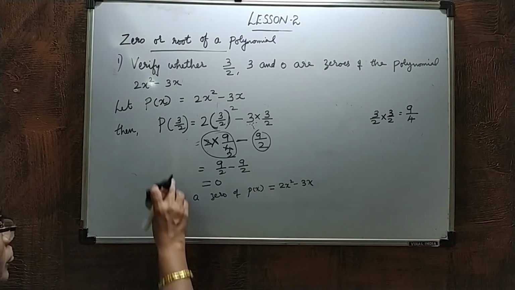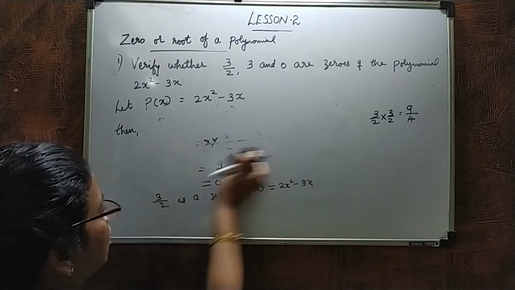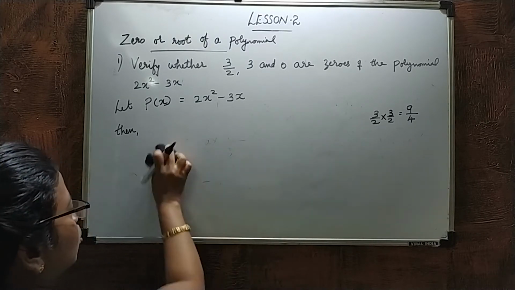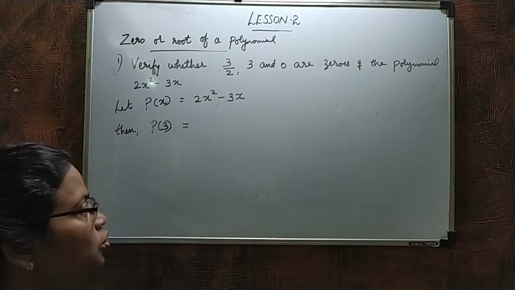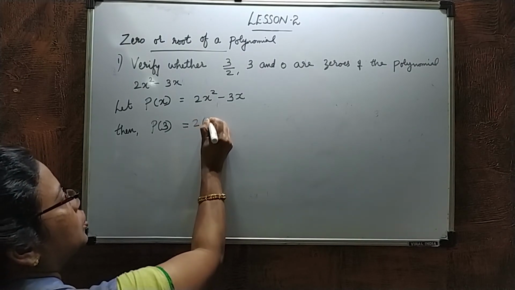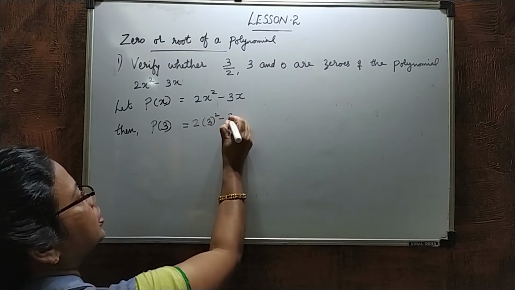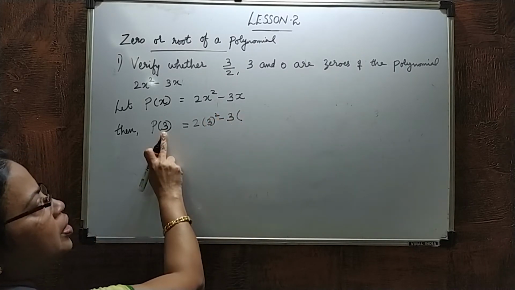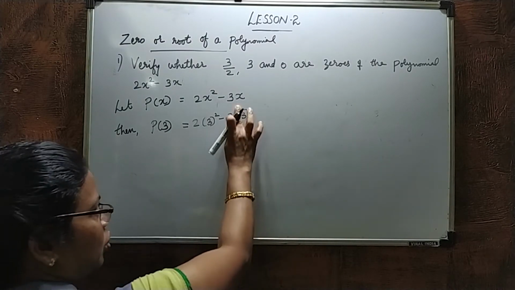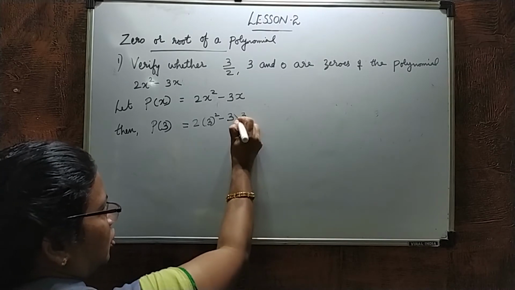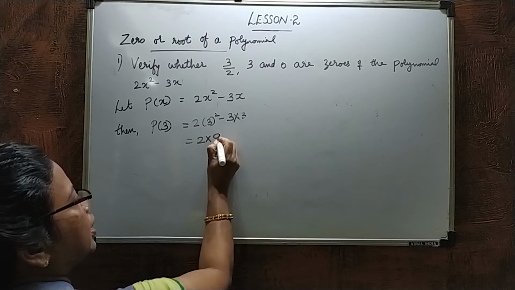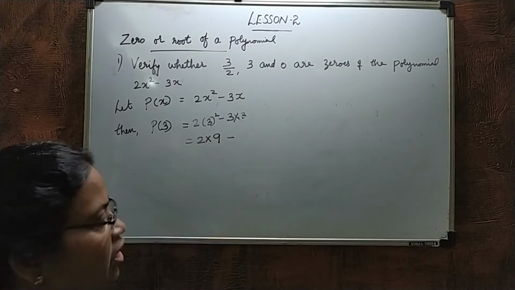P of 3. Instead of 3 by 2, we have to find out whether P of 3 is a 0 or root of this polynomial. Okay, here what should you do now? Instead of x, substitute 3 there. So 2 into 3 square minus 3 into, what is the number? And instead of x, 3 you have to substitute. Right? If you write 3 into 3 also, no problem, it is the correct one. Okay, then 2 into 3 square is 9 minus 3 into 3 is 9.